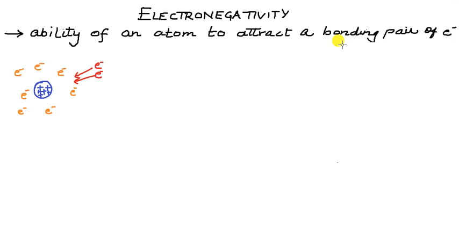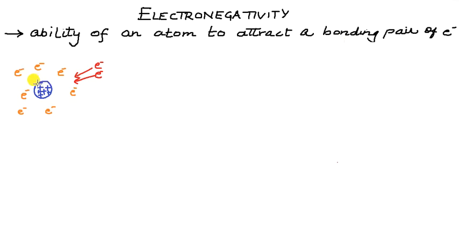In this video, I'm going to discuss the concept of electronegativity, which is defined as the ability of an atom to attract a bonding pair of electrons. Now, this can be quite confusing for students because what do we really mean by the ability to attract a pair of electrons? Well, let's first think of an atom.